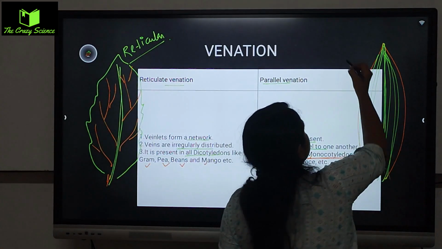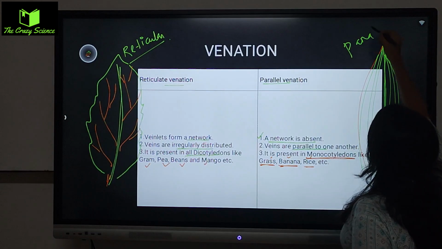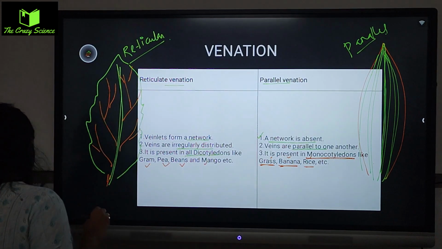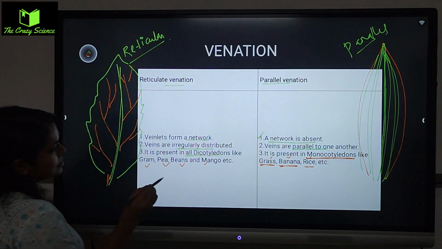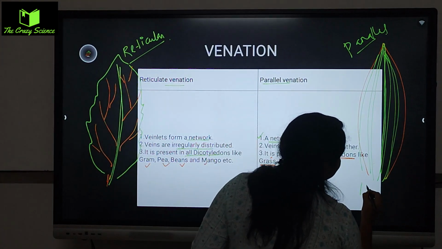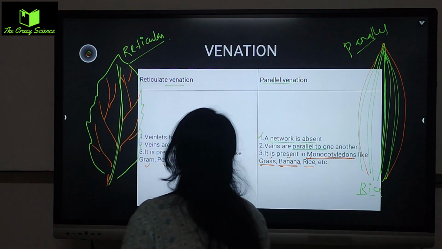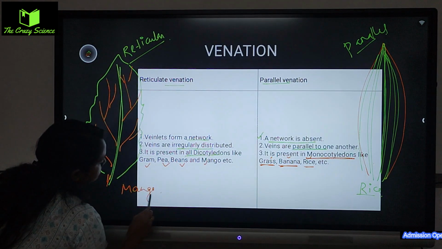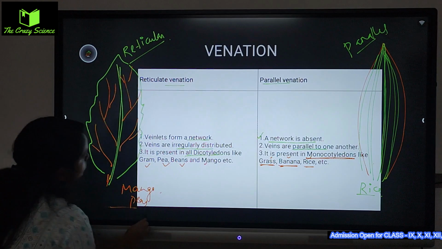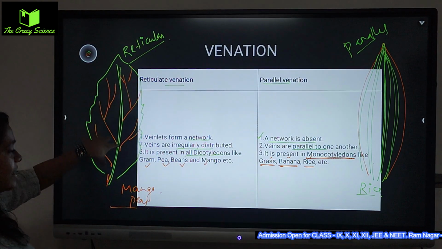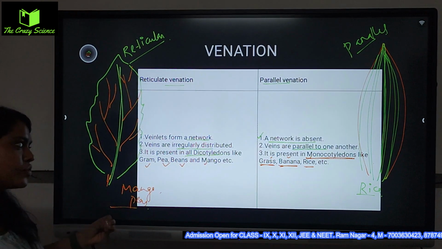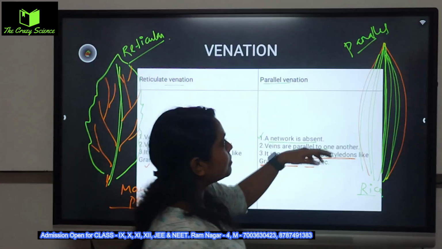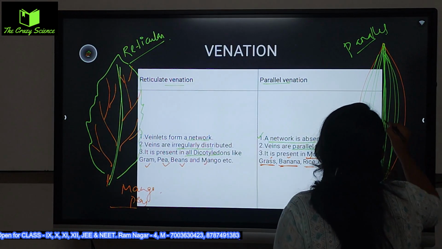And this is a parallel venation. The examples we quite know: this is present in the dicotyledonous and this is the monocotyledonous. This you will find in the rice plant, and this you will find in the mango, peas, beans and others. As you can see, veinlets form a network. They actually form a network for getting more nutrients, and veins are regularly distributed. Here you can see the beautiful distribution everywhere.